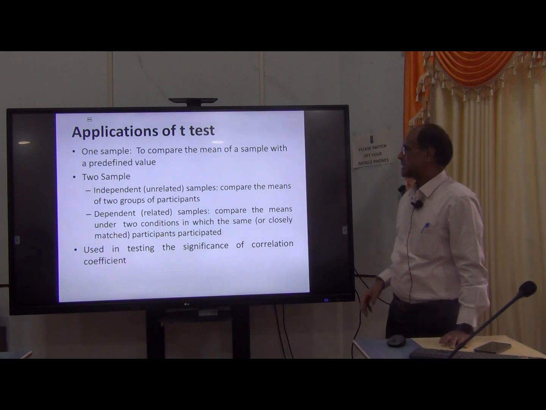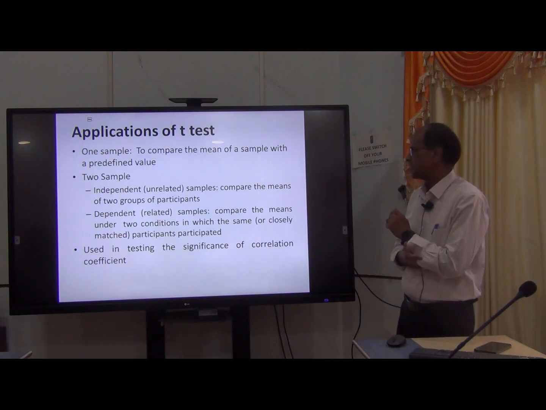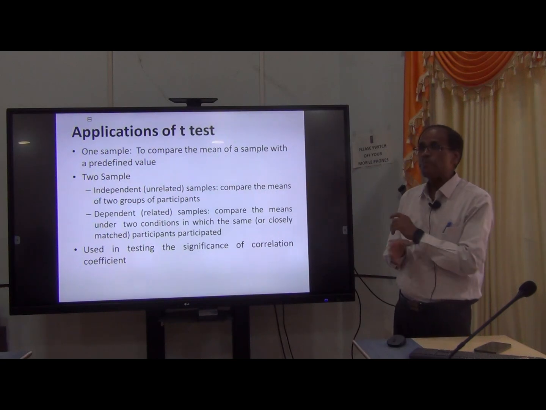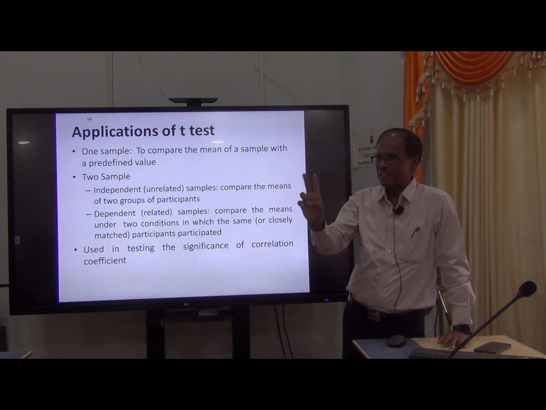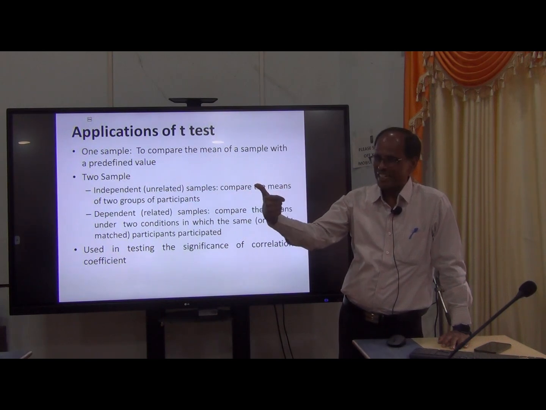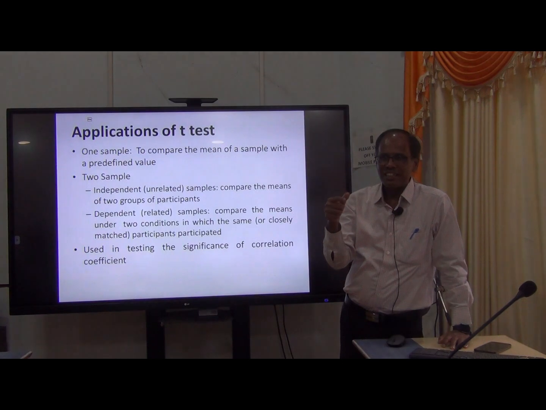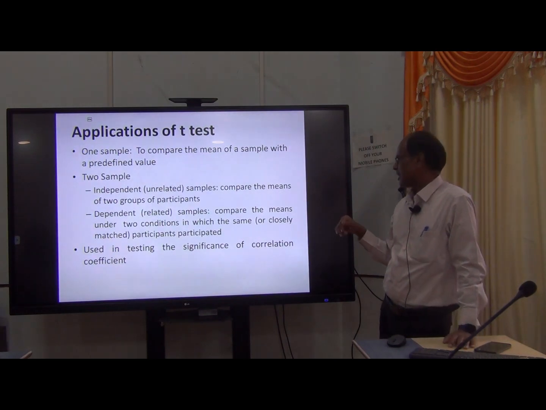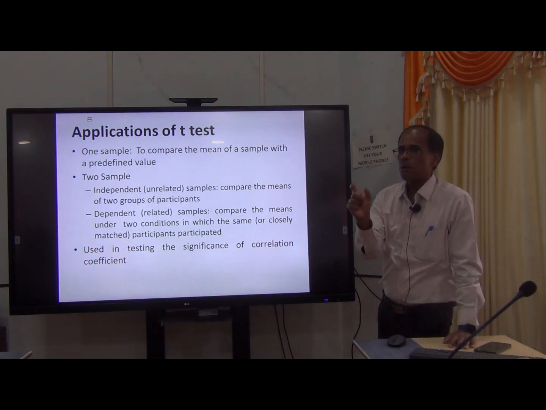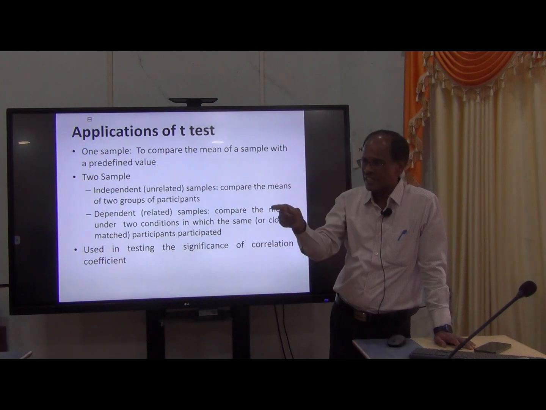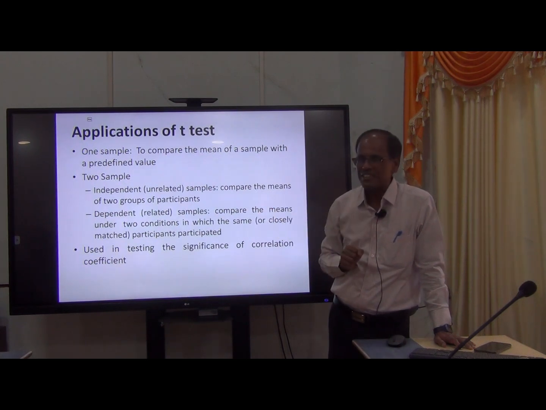And the dependent sample t-test, the paired t-test, compares the means under two conditions in which the same participants participated. Same participants, I told you that. Two tests for the same group of people, before the training and after the training. This is the context in which you can use the paired t-test. Or it can also be used in testing the significance of, sometimes, a correlation coefficient you may be calculating, whether the calculated coefficient of correlation is statistically significant. There also you can use this t-test.